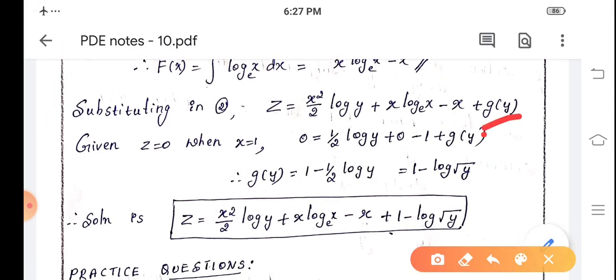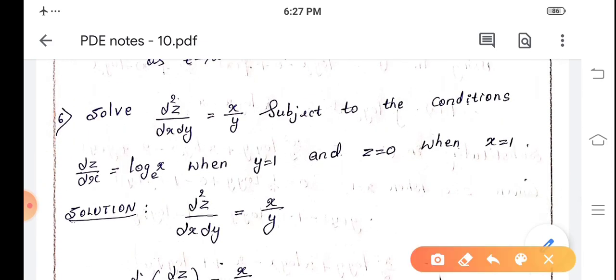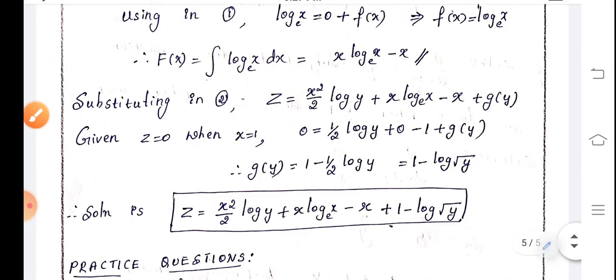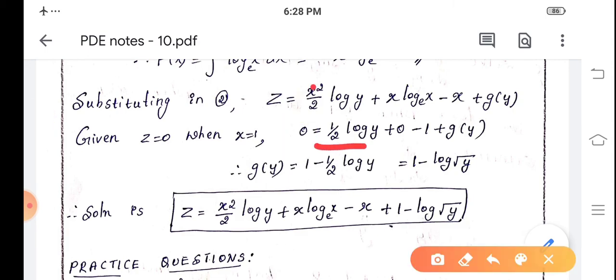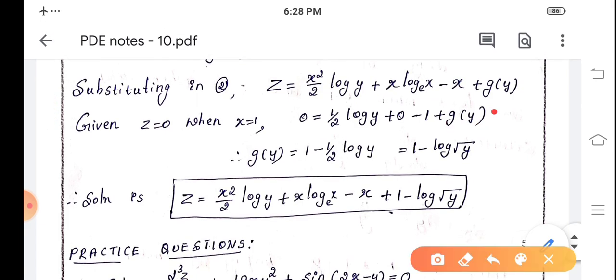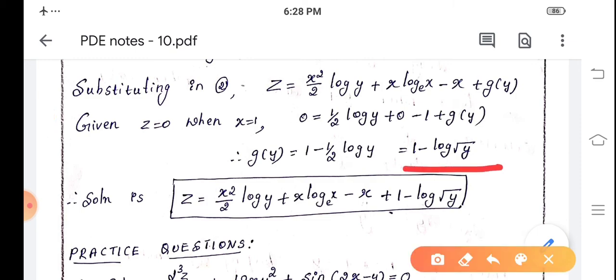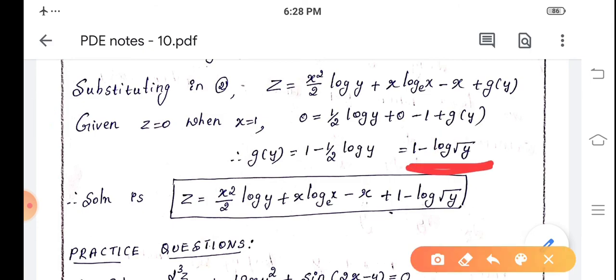Next we find the g of y value. In the given problem, we have one more condition: z is equal to 0 when x equal to 1. So using this in the above equation, z is 0 equal to, on the right hand side we put x equal to 1. So we are getting 1/2 log y. Here x log 1 is 0. So it is 0 minus x, that is minus 1, plus g of y. So we write g of y is equal to 1 minus half log y, and half log y is log of root y. So g of y is 1 minus log root y.